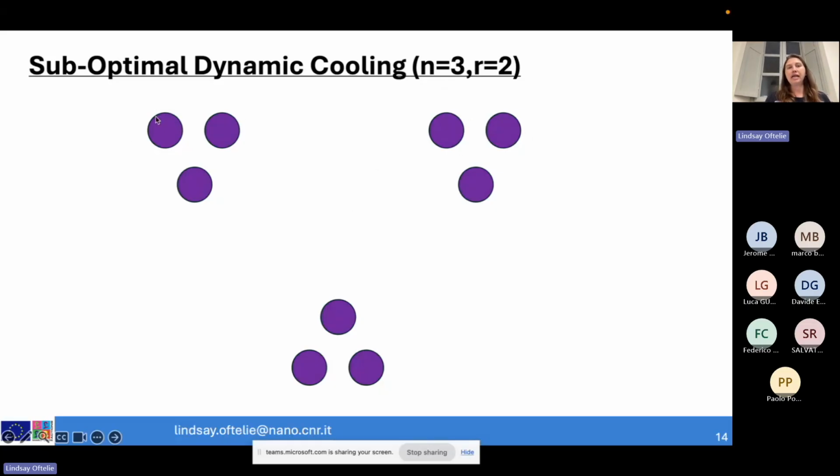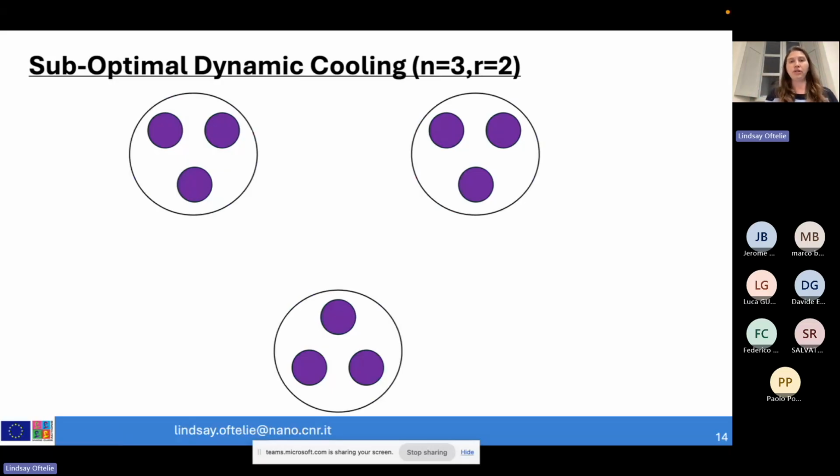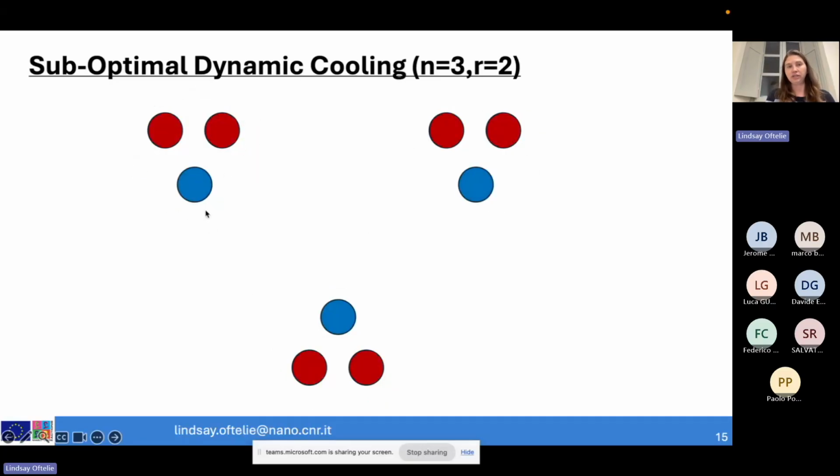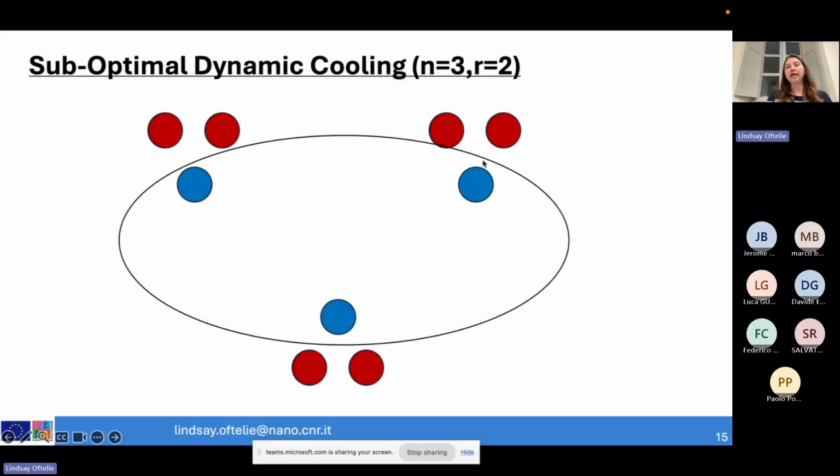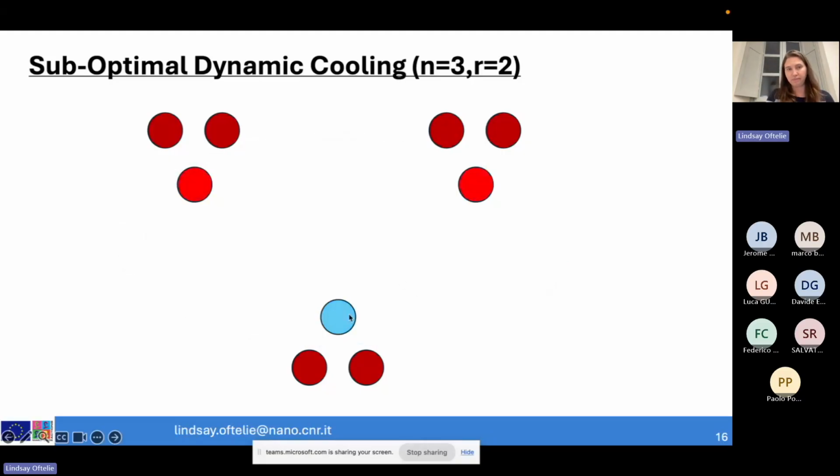So consider we have 9 qubits. We could just perform optimal dynamic cooling on 9 qubits. This will result in a very large circuit. So instead, we can do suboptimal dynamic cooling, where we just perform dynamic cooling within each of these smaller clusters. And this will result in 1 qubit in each of these clusters being cooled. And then in the second round, we perform dynamic cooling with the cooled qubits. And this will result in a further cooled qubit.